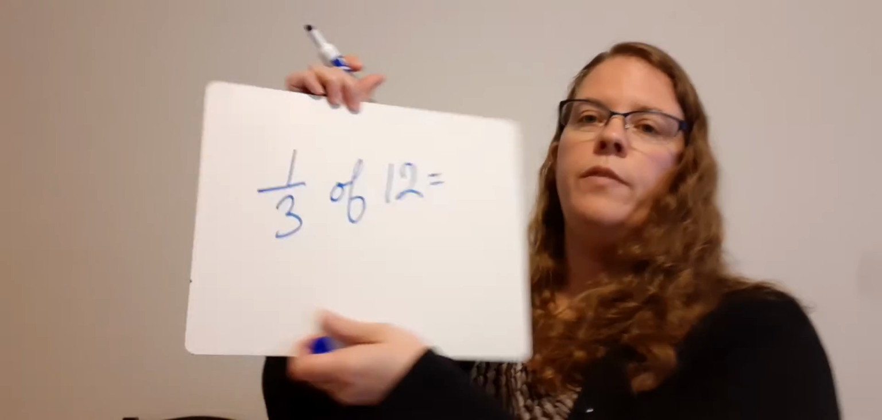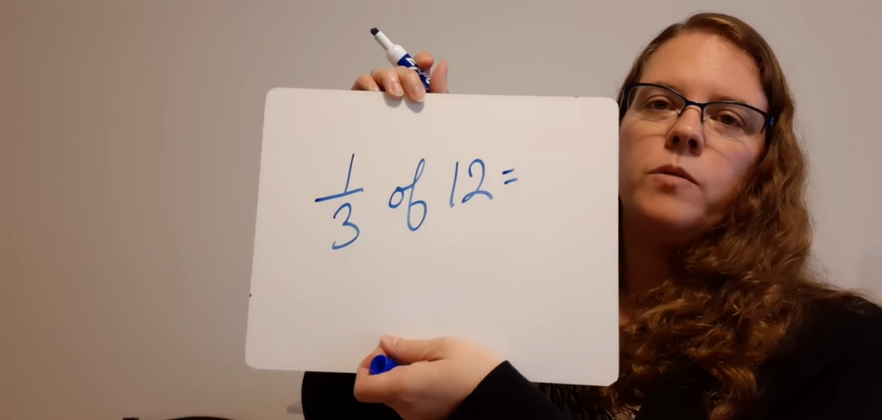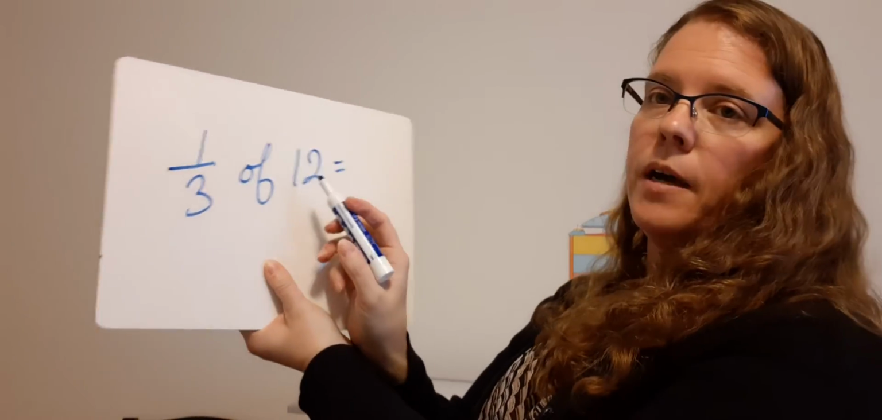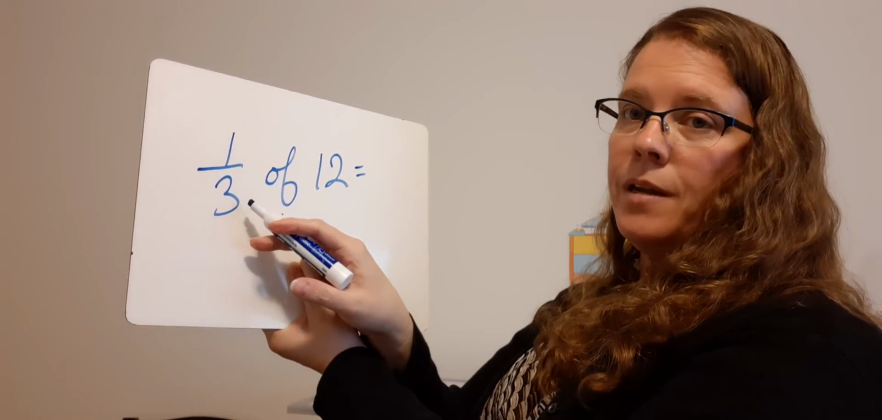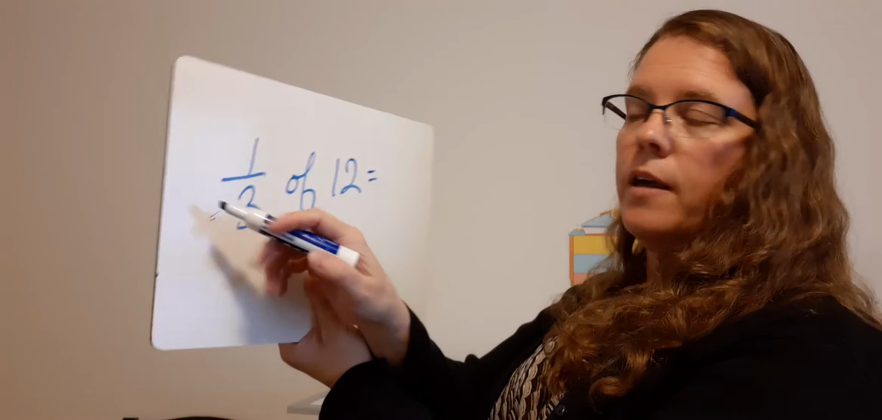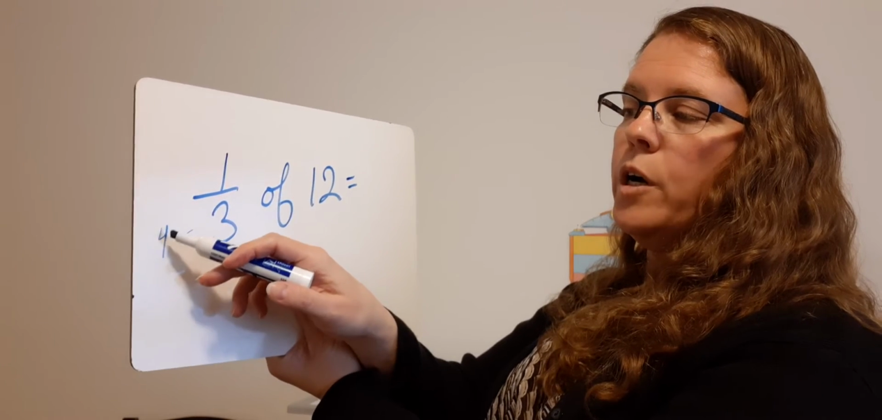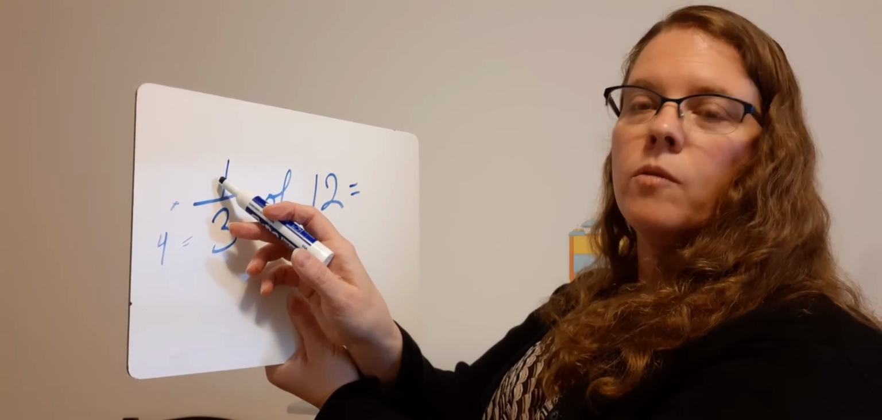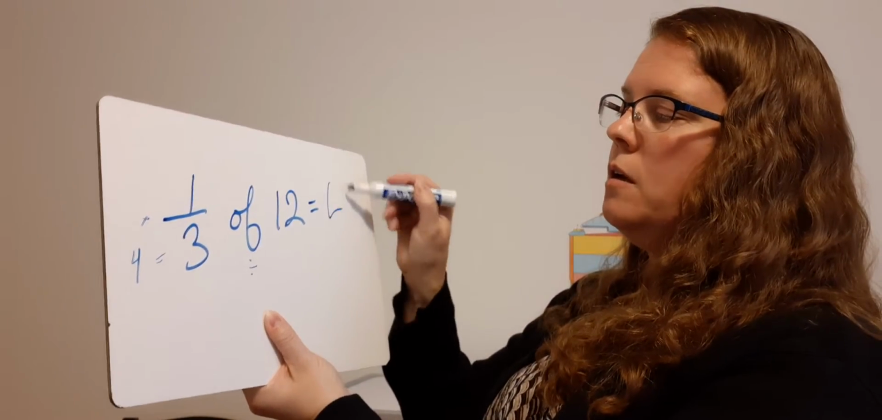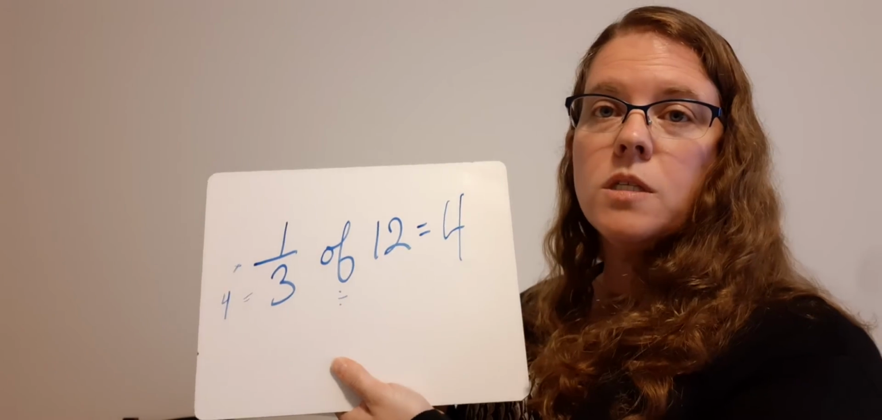Well, I can do 1/3 of 12. Remember doing these? I have to take my whole number and divide it by my denominator. So 12 divided by 3 is 4. Then I take that number and multiply it by my numerator. 4 times 1 is 4. So I need 4 subs.